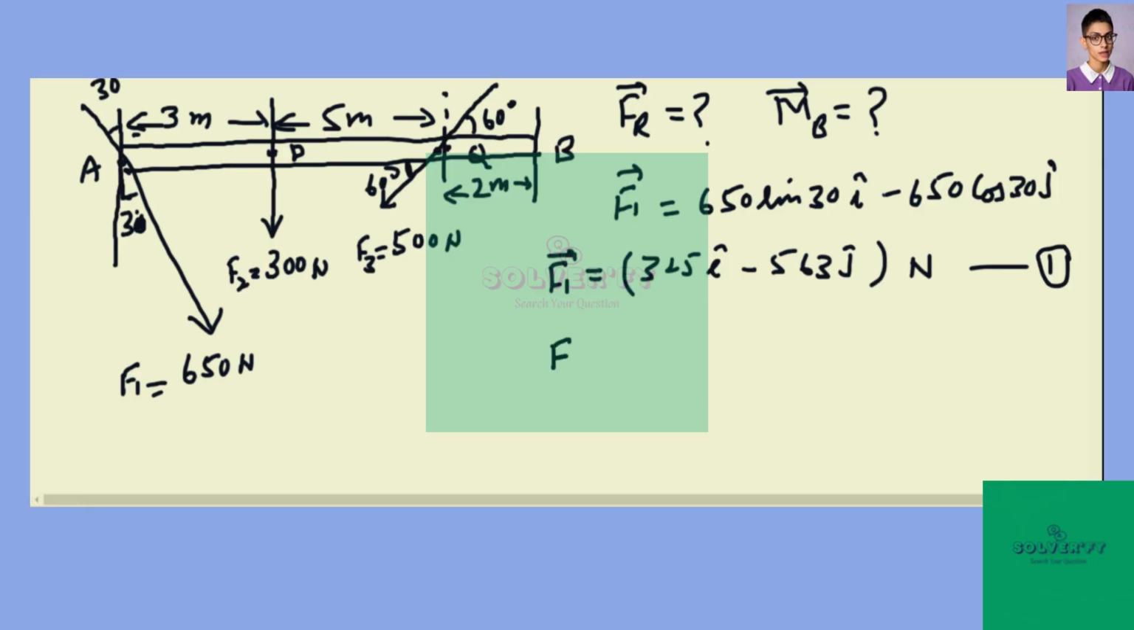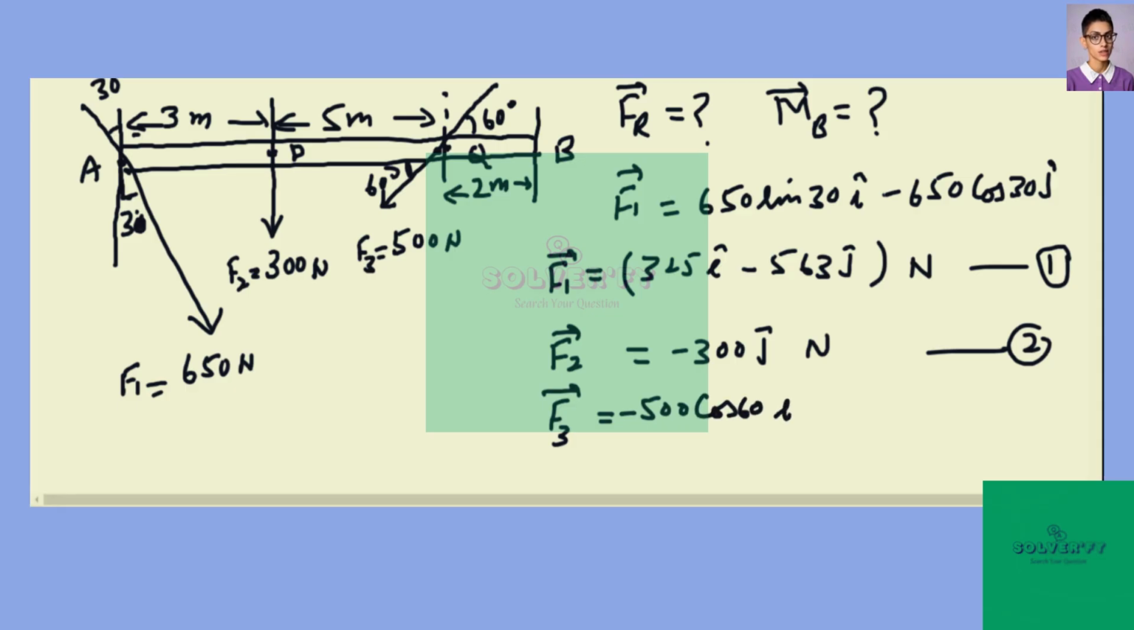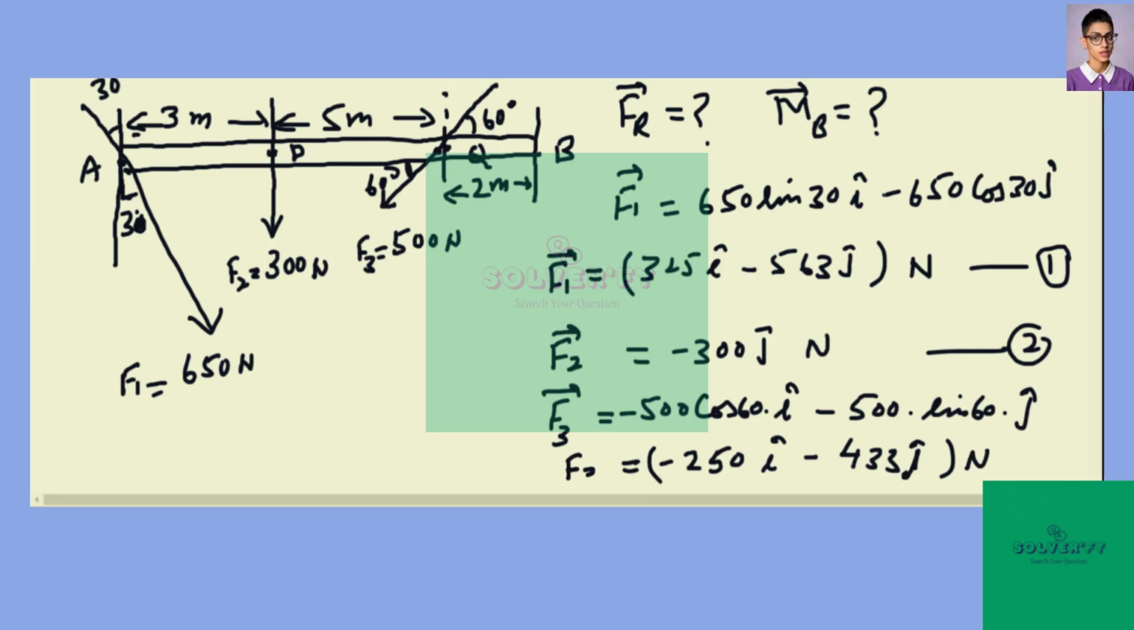Now F2 force is acting along y axis, that is negative y axis, so it will be minus 300 j cap Newton. Now F3 force making 60 degree angle with x axis, so this force you may write 500 cos of 60 i cap minus 500 sine of 60 j cap. When you solve it, you will get minus 250 i cap minus 433 Newton j cap. So this is your F3 force.